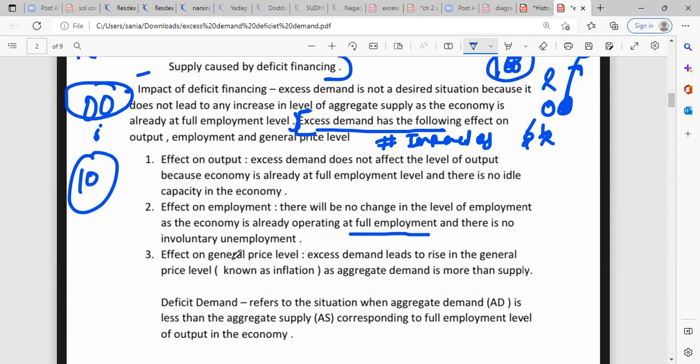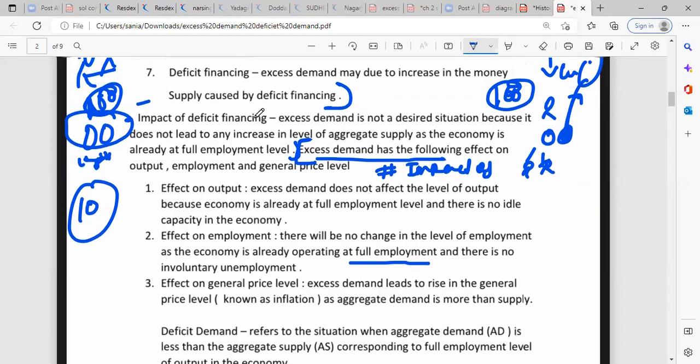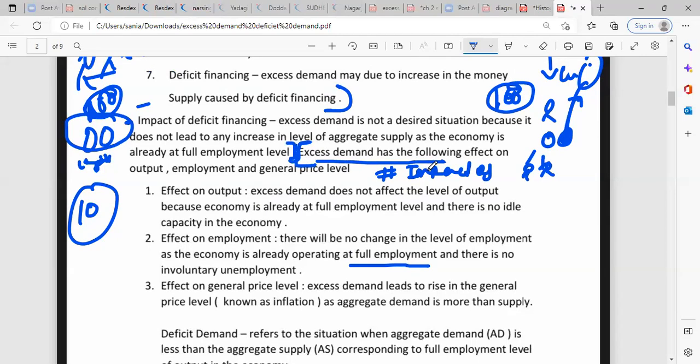So we are discussing the impact of excess demand on output: no change. Employment: no change. But on price, yes, it will change, because now 10 people are demanding, so the shopkeeper will increase the price. Earlier he was giving the chocolate for 10 rupees, but now he will say one chocolate is for 50 rupees. So first of all, you will write impact of deficit financing till here. Then you will write hashtag impact of ED. ED means excess demand. So you will write effect on output, effect on employment, and effect on general price. Clear?